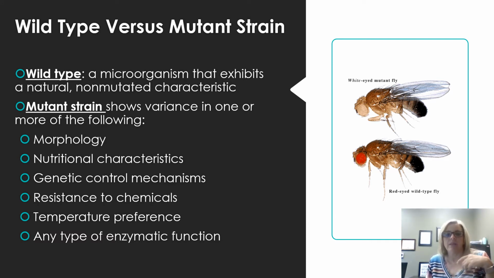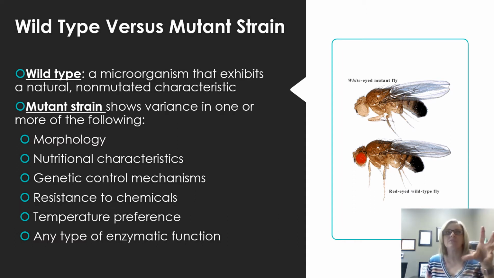You have a white-eyed fly here and a red-eyed wild type fly here. Okay, and so the white eyes are the mutants and the red is what we would call the wild type, which basically you could kind of say was the natural version, the unmutated version. So we've got variants in all of these traits here that can occur.